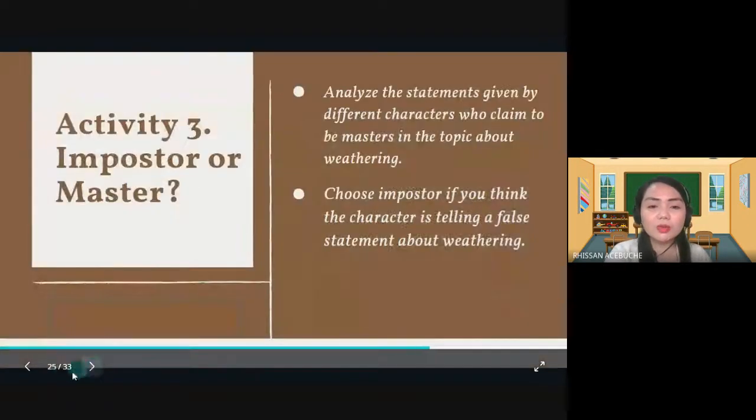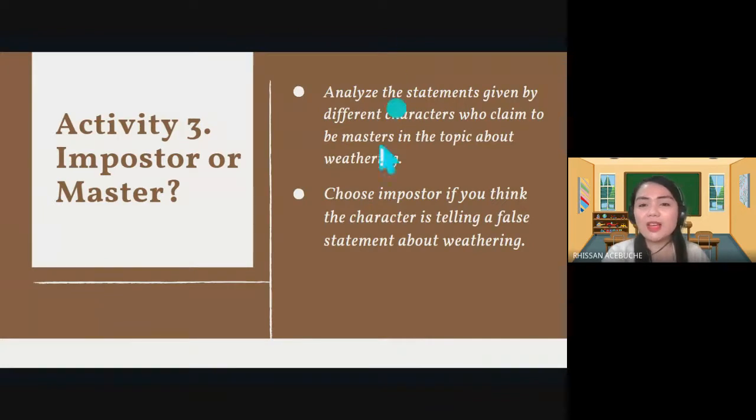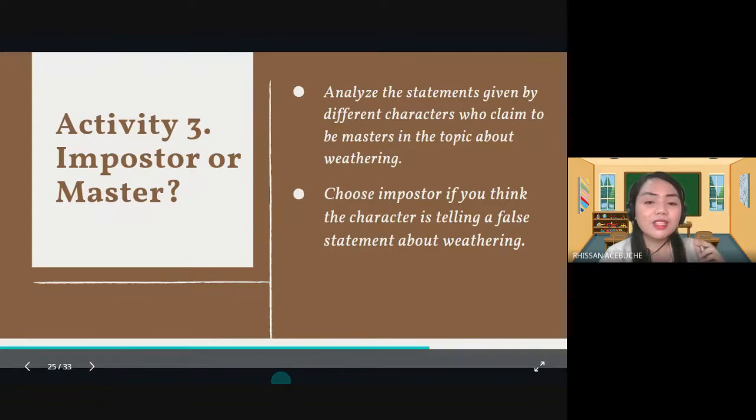Congratulations, you were able to accomplish the activity that was given to you, and I think you are now experts and masters for the topic weathering. Now to check if you really mastered our lesson today about weathering, let's do activity number 3. The title is Imposter or Master. All you have to do is analyze the statements given by the different characters. They are claiming that they are masters in weathering. Choose imposter if you think that the character is telling a false statement, and choose master if you think that he is telling you the correct statement.